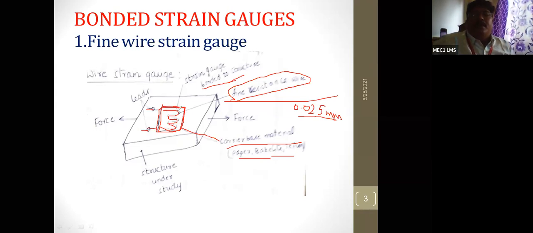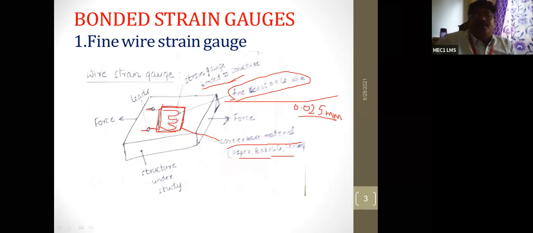And this is nothing but fine resistance wire of 0.025 millimeter, which we have to bend again and again, as shown in this figure. That fine resistance wire is bending. These strain gauges we have to attach or bond with adhesive materials on the structure or frame whose strain has to be measured.